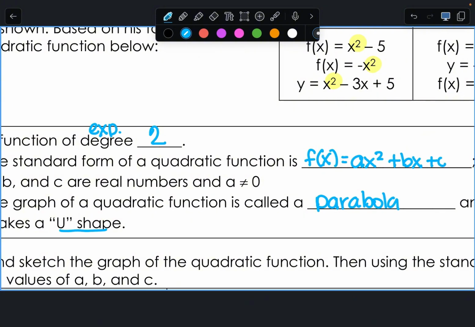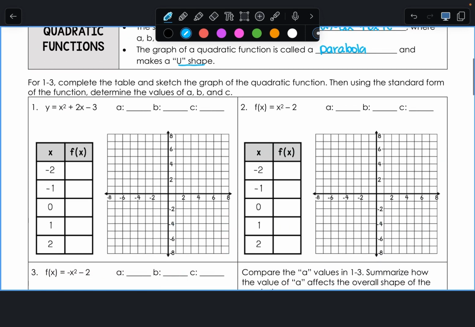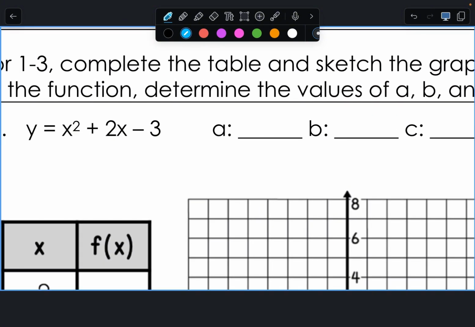All right. So it says in number 1, for numbers 1 through 3, we're going to complete the table and then we're going to sketch it. Keep in mind whenever you're graphing, even though you're so used to drawing straight lines, remember it is a U shape, so you have to give it a little bit of a curve. Now to identify A, B, and C, I suggest you write your standard form above it, ax squared plus bx plus c. That way you can tell me what A, B, and C are. A, B, and C will always be the coefficients or the constants. They're going to be the numbers, not the letters.